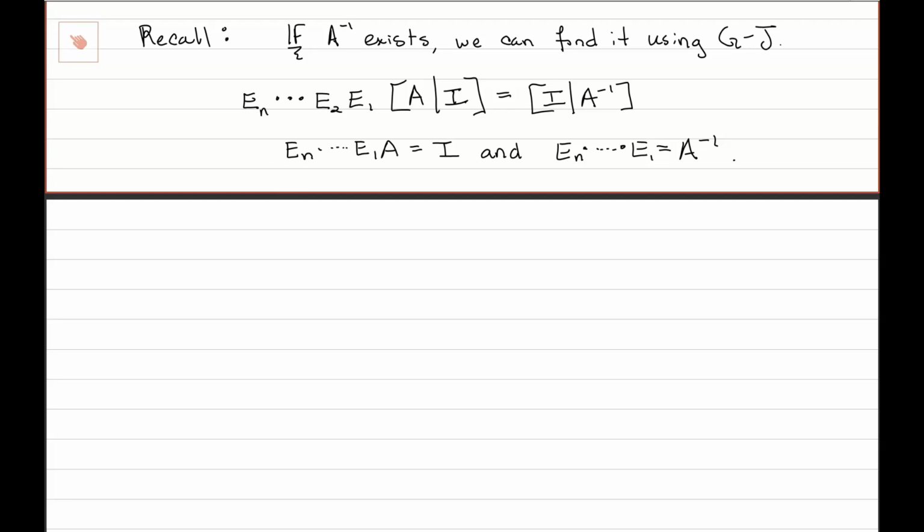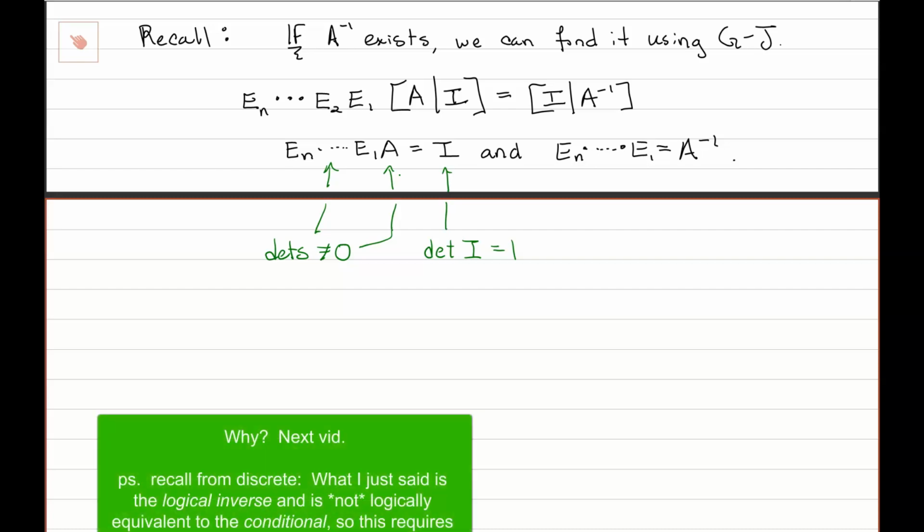Now let's take a moment to think along the lines of the determinant. The determinant of the identity matrix is equal to 1. And the determinants of the elementary matrices, they are all non-zero. So that means if we can use elementary row operations to convert A into the identity matrix, this equation will be true, and the determinant of A, whatever it is, it can't be 0. So if A inverse exists, the determinant of A can't be 0. If the determinant of A is 0, then the inverse doesn't exist.